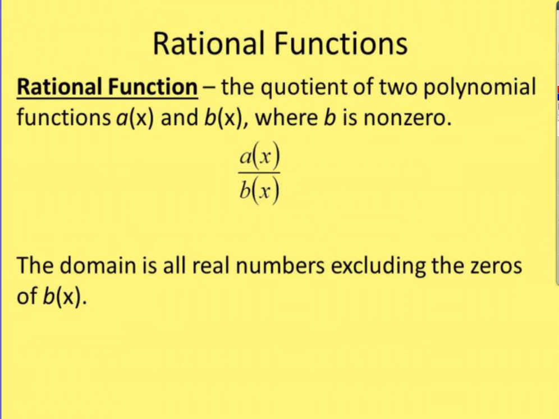So a rational function is the quotient of two polynomial functions, a of x and b of x, where b is a non-zero polynomial. The domain of all real numbers, excluding the zeros of b of x, is what we'll use for the domain of our rational functions.